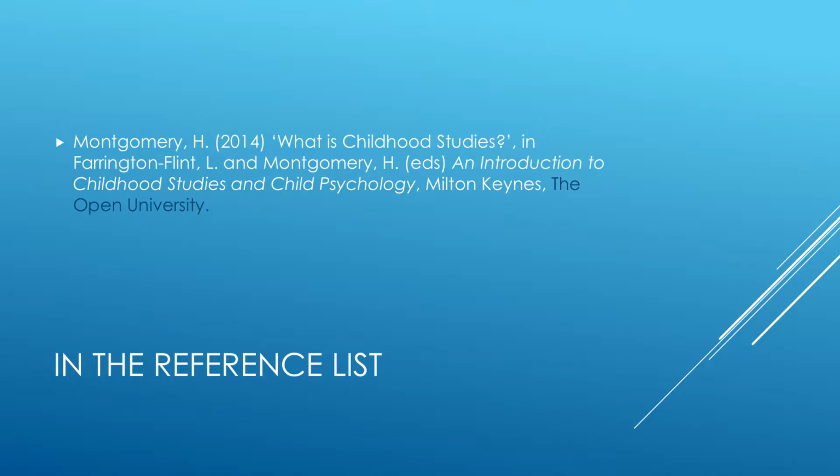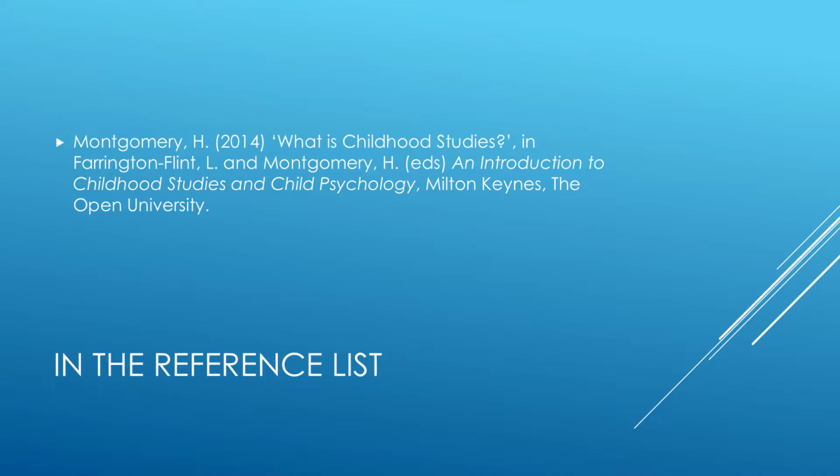Next up, we have the title of the actual book itself. And I've just noticed a slight error here, and Milton Keynes is highlighted. We'll come back to that in a moment. But at the moment, just look at An Introduction to Childhood Studies and Child Psychology. And you'll see that that's the book title, and it appears in italics. Milton Keynes is the name of the place where the book's published. And note there's a comma at the end of the book title, and then Milton Keynes, followed by the name of the publisher, the Open University, and a full stop.